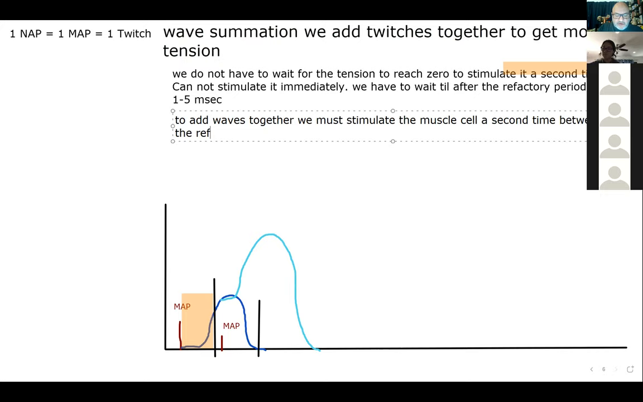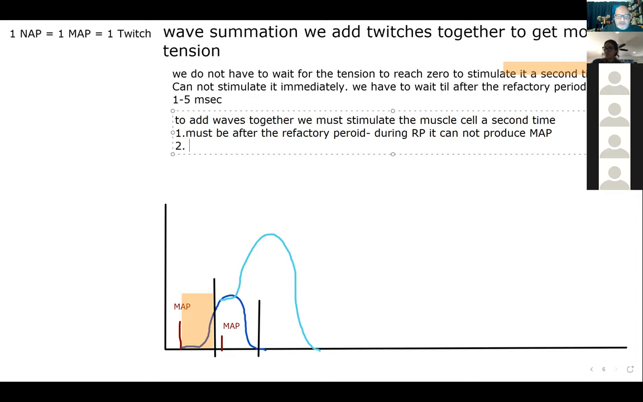We have to stimulate a second time, but there are two rules. It must be after the refractory period. If we stimulate it during the refractory period, what happens? Nothing. Exactly. So it has to be after the refractory period, because remember, during the refractory period, it cannot be stimulated, cannot produce a muscle action potential. And it must be before the cell reaches zero tension.